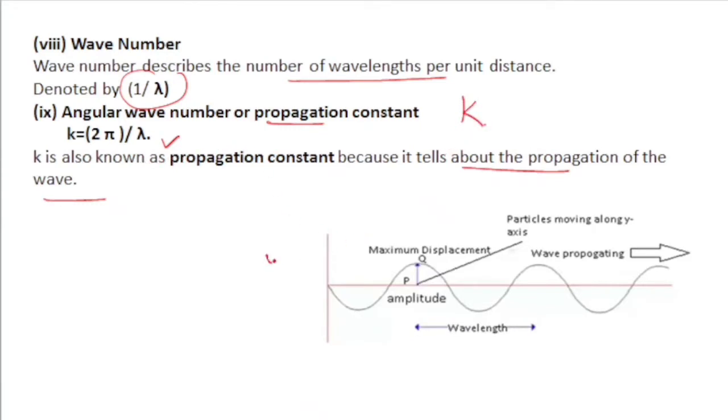Now suppose this is the figure. This maximum displacement is the amplitude. The distance between two nearest points which are in the same phase is called wavelength. The particle is moving in the y direction and the wave is traveling in the x direction. So this is the diagram for a transverse wave in which crests and troughs are formed. So these are the different terms related to waves.